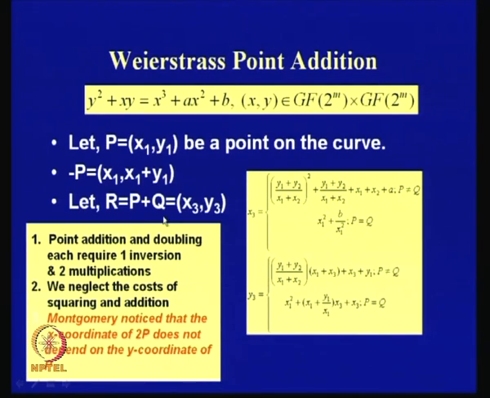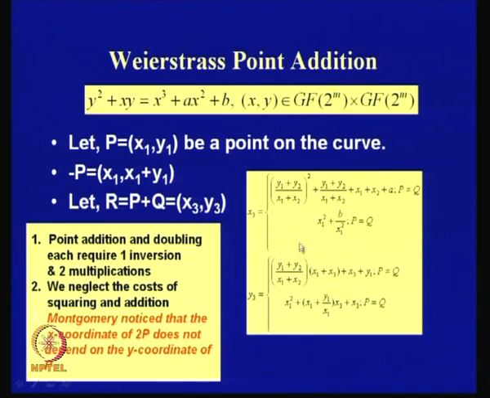Now I want to add these 2 points P and Q, and store the result in the register R. Note that point addition and doubling each require 1 inversion and 2 multiplication operations. If you observe the addition and doubling here, you need to compute 1 by x1 plus x2, that is one inversion operation, and multiply with y1 plus y2. In the addition operation, you also need to multiply with x1 plus x3, that is one more multiplication. Note that multiplications with constants and squarings are neglected, because we believe we can also do them without multipliers.